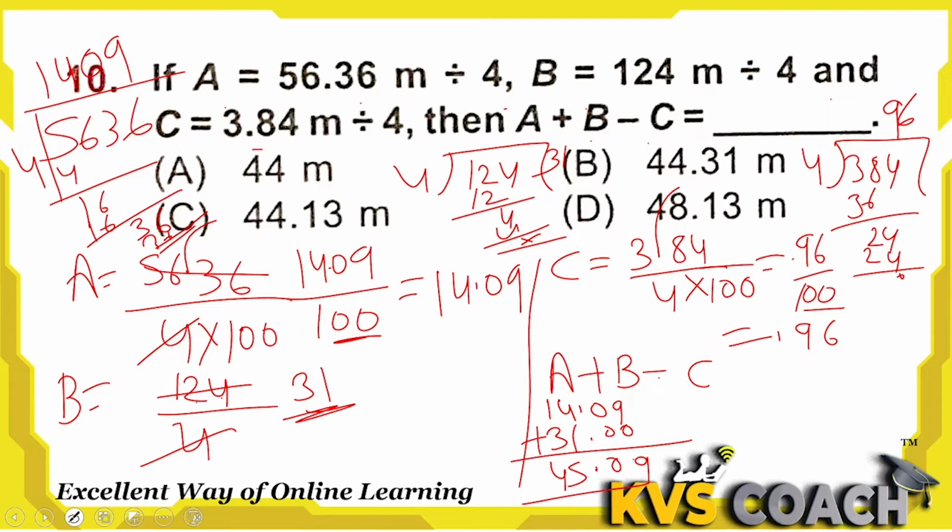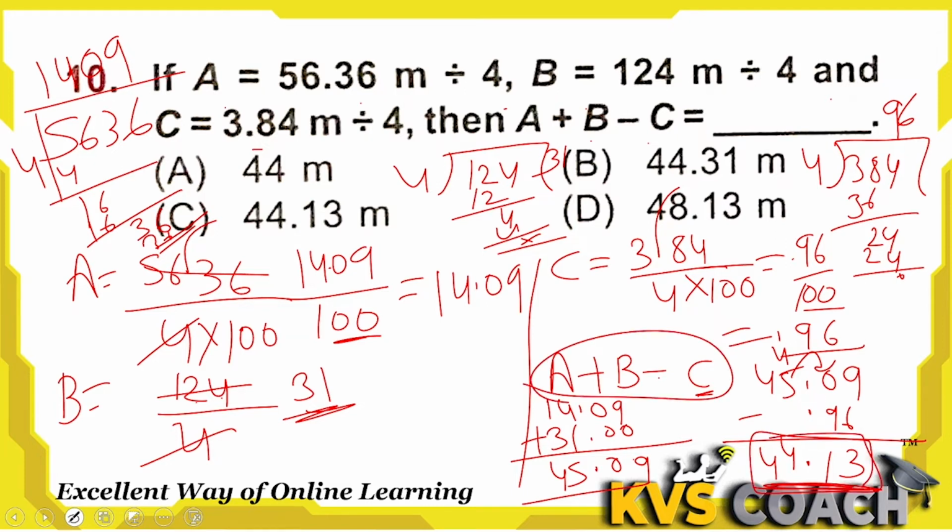Now we have to subtract C from it. C is 0.96. So 0.96 is subtracted from 45.09. So 9 minus 6 is 3, 1 carrying here, 10 minus 9 is 1, here 4 is left. So 44.13 is the answer of this equation. Okay, so 44.13 meter, C is the right answer. Here you can see that this is the answer.